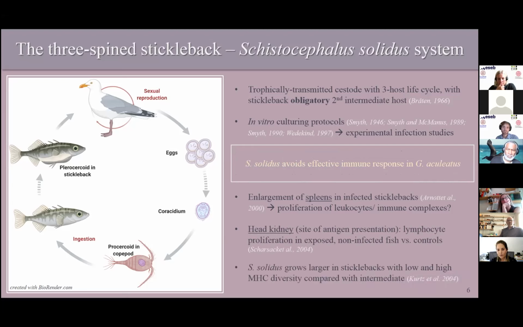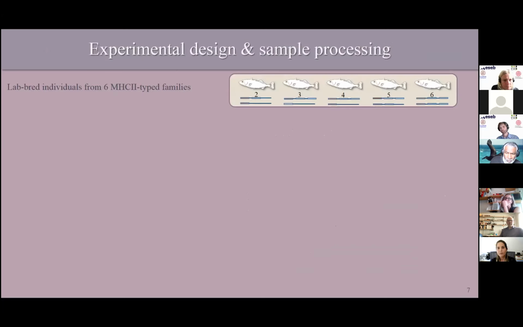And we also know that S. solidus grows larger in sticklebacks with either low or high MHC diversity, but not intermediate diversity. And this points towards a certain role for the adaptive immune system in fighting this parasite. Now, what we have done in our lab is we have used lab-bred sticklebacks from 6 MHC2 typed families, with their MHC2 numbers varying from 2 all the way to 6 alleles.